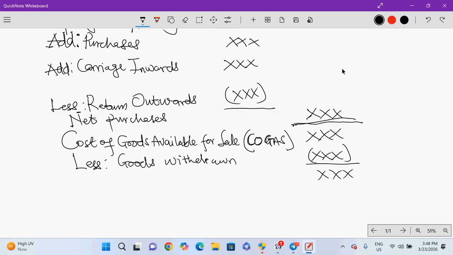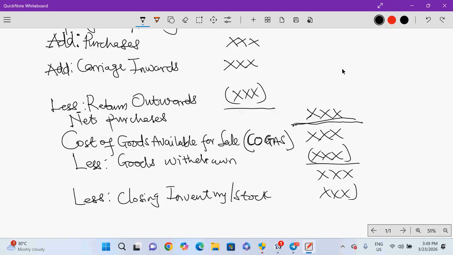Whatever we get still remains, right? Then we deduct the closing inventory or the closing stock. So I don't understand the less goods withdrawn.